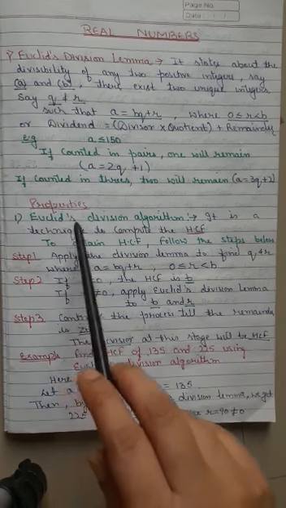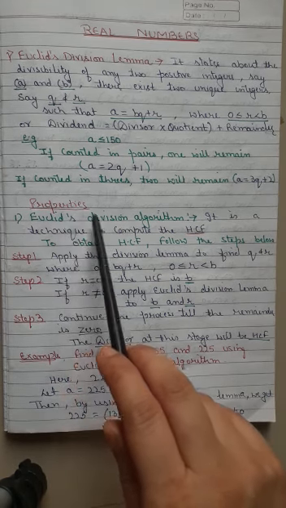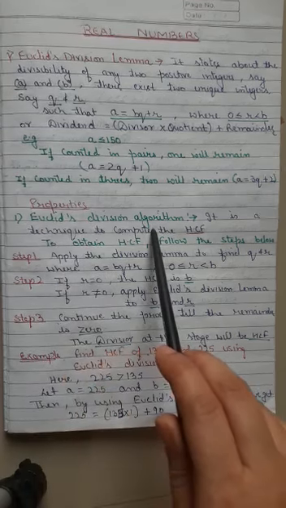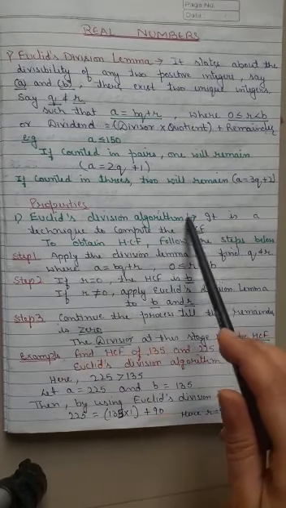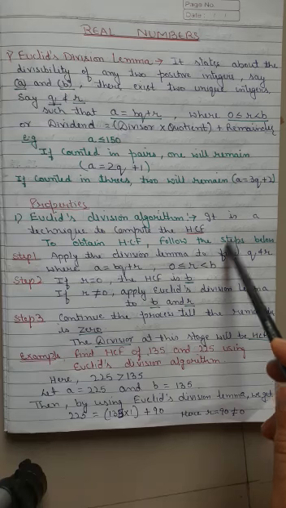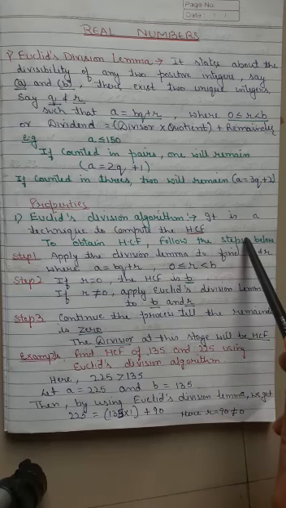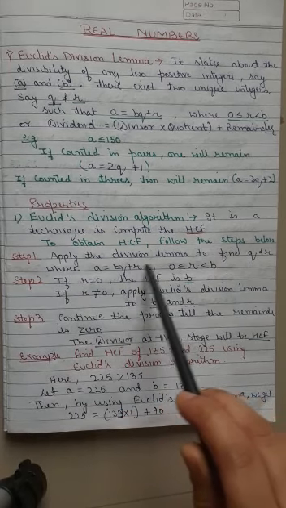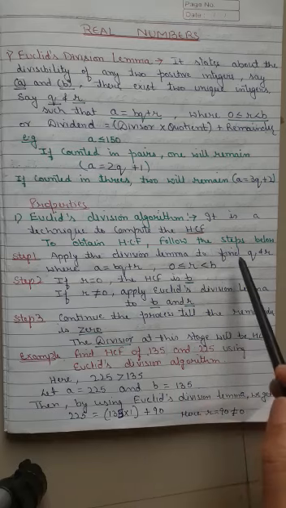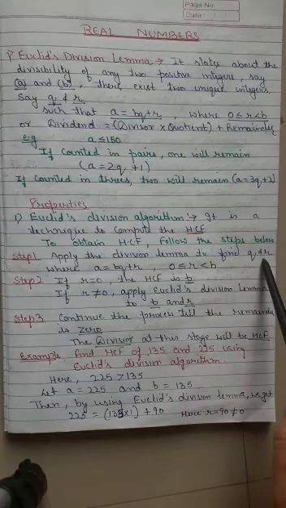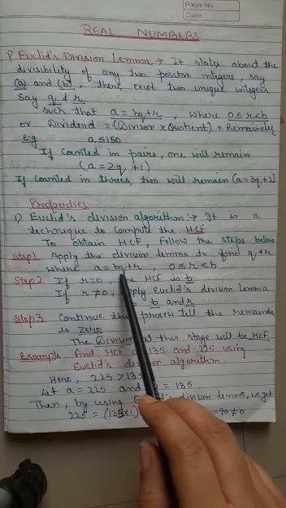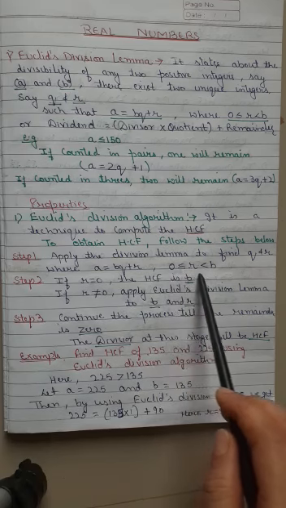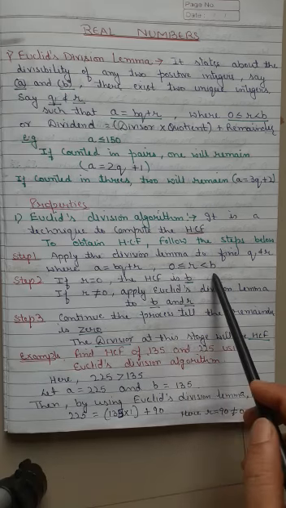Now let us study the properties of Euclid's division lemma. There are two properties. The first one is the Euclid division algorithm. This property computes the HCF, the highest common factor. There are some steps to find the HCF. The first step is to apply Euclid's division lemma to find the values of quotient and remainder. So the equation is a = bq + r, and the remainder should satisfy 0 ≤ r < b.